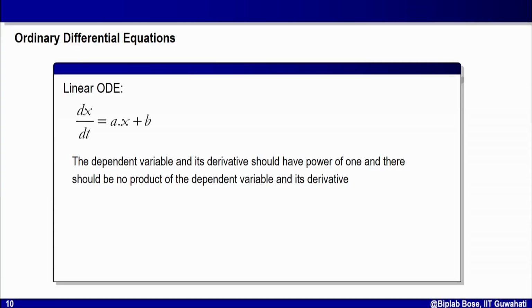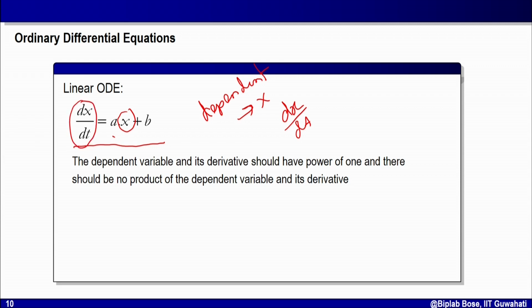Let us explain with this example. Here, this is a linear ODE: dx by dt is equal to a into x plus b. Remember, the dependent variable here is x. Its derivative is dx dt. The power of x is 1 here, and there is no power higher than 1 for dx dt also, and there is no product of x and dx dt.